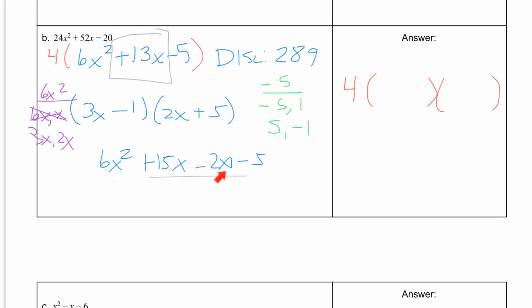So now I have 15x minus 2x, which is 13x. That's exactly what I wanted there. So now I know these are the correct factors. And so I can write those in my answer. So my answer would be 4 times 3x minus 1 times 2x plus 5.